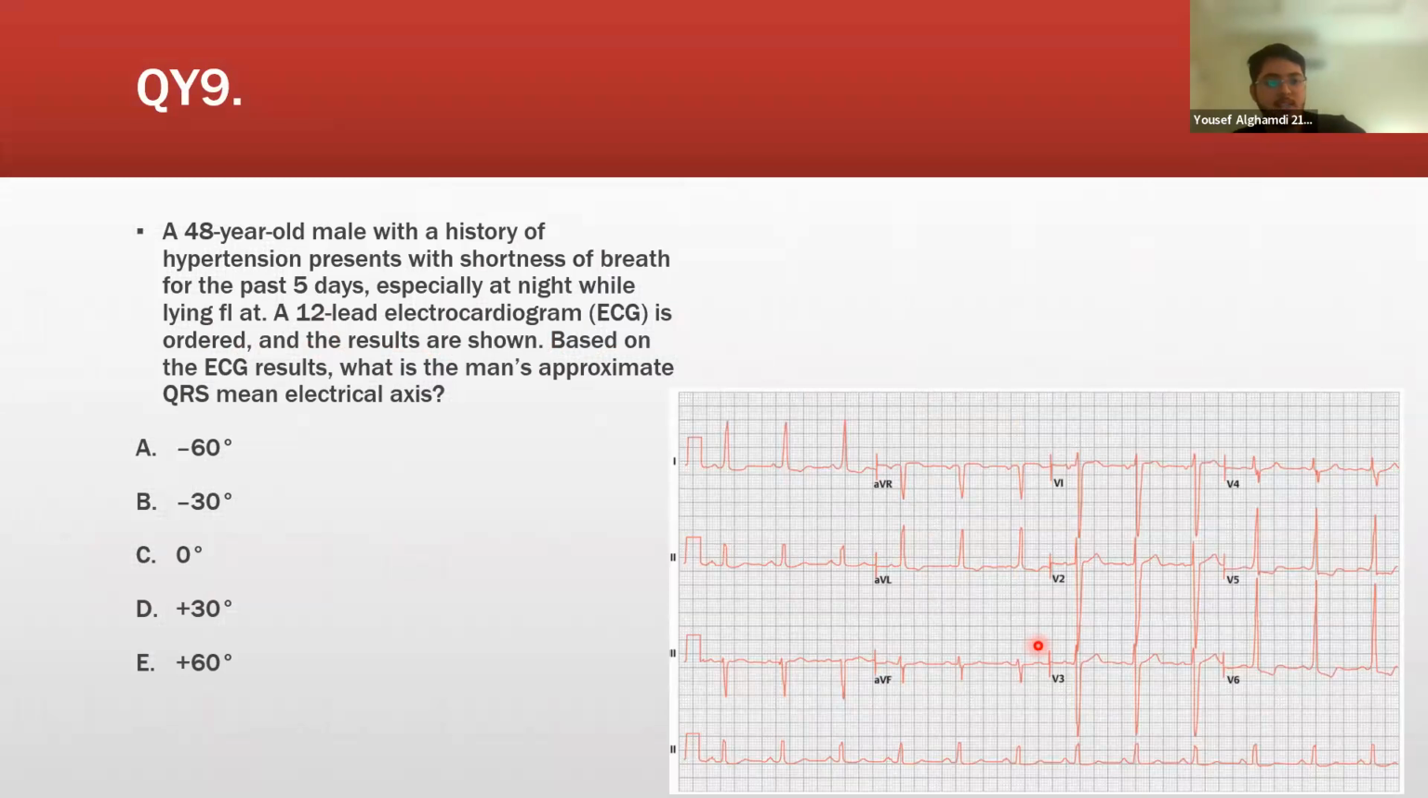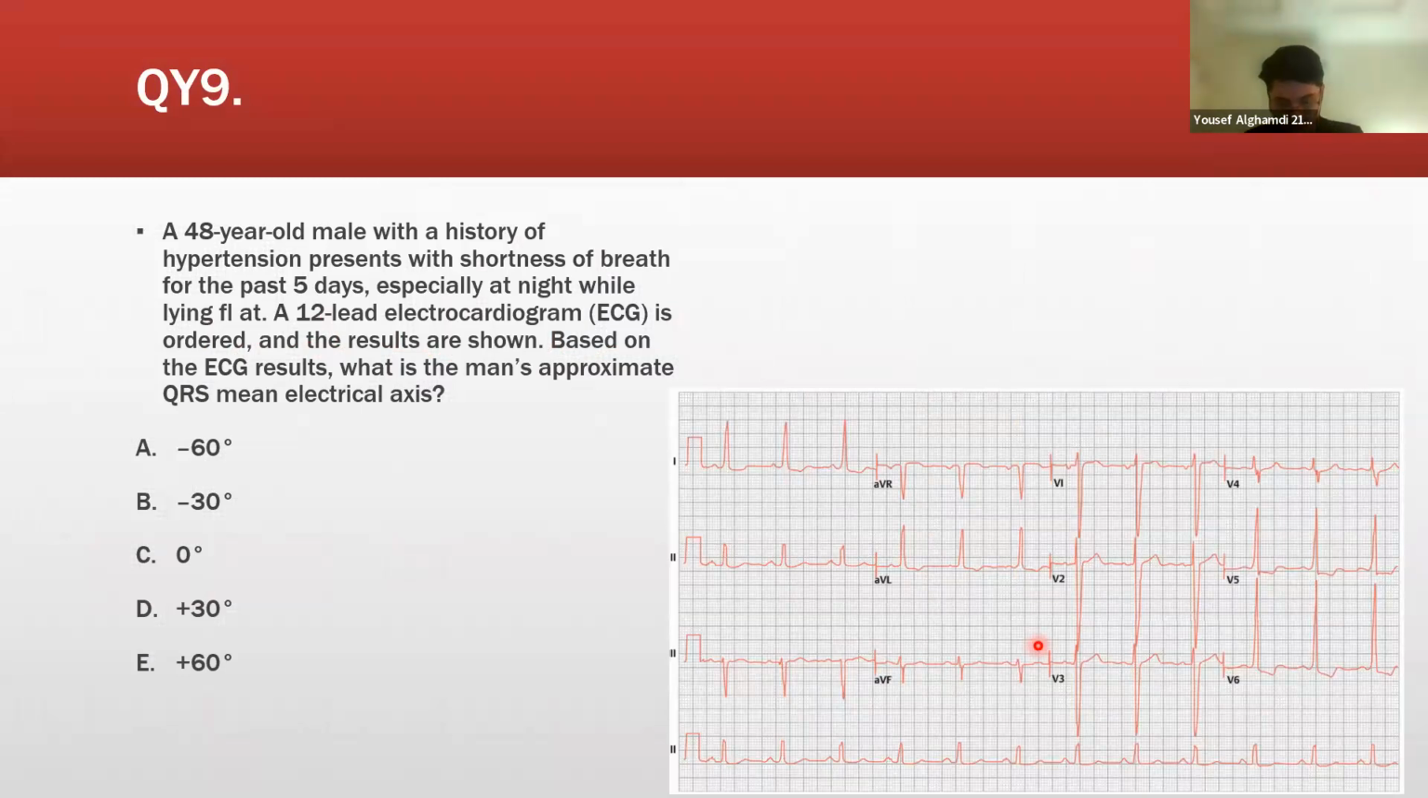So yeah, here it says, let me just read the full question. For the past 5 days, especially at night while lying flat, a 12-lead ECG is ordered and the results are shown. Based on the ECG results, what's the man's approximate QRS electrical axis?